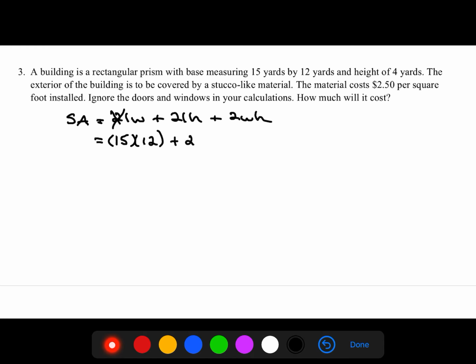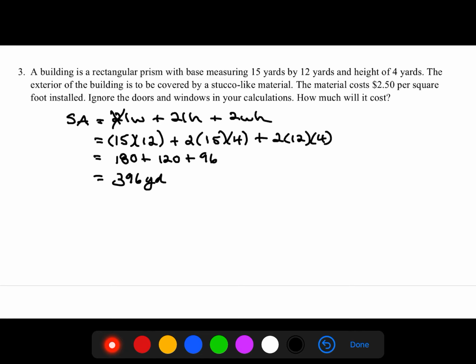of this object. So when we sub in our numbers, we're going to have 15 times 12 plus 2 times 15 times 4 plus 2 times 12 times 4. And when we do our calculations, we have 180 plus 120 plus 96 means that we have 396 square yards. No decimals to change into fractions.